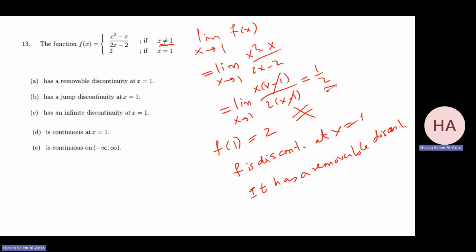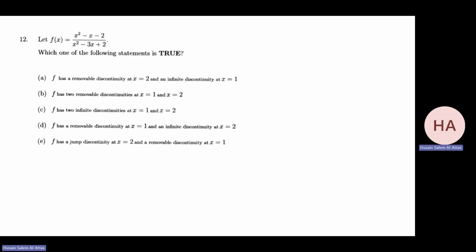Why is that? Since the limit exists. So we have a removable discontinuity, and the function is discontinuous. Same thing here, which is what? (x minus 2)(x plus 1) over (x minus 2)(x minus 1). So I have x equal 2, x equal 1. Here I have, this is cancelled. So I have x equal 2, x equal 1.